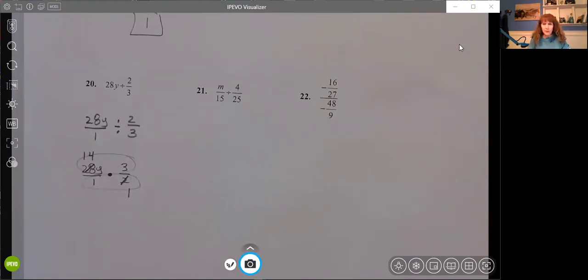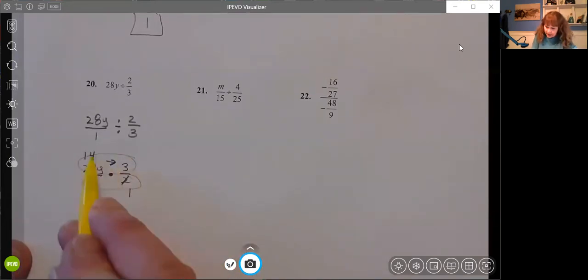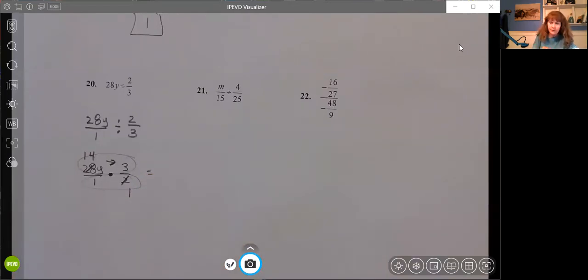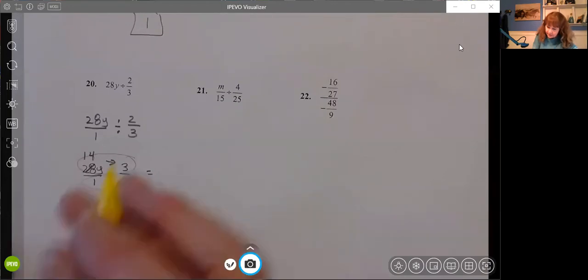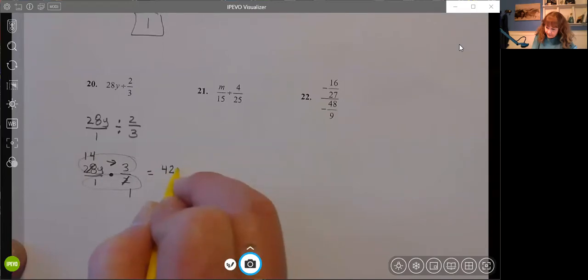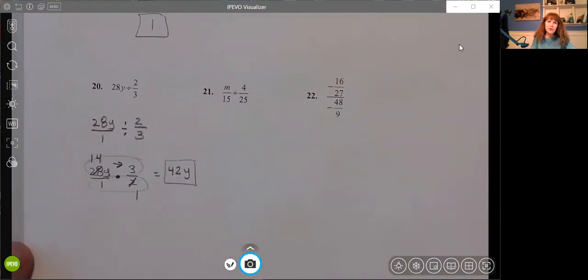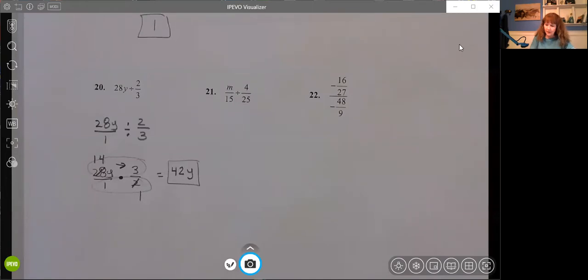Hey, it looks like that's all the reducing we need to do. So we're going to multiply straight across. We'll take 3 times 14. So we'll do the number first. It's called the coefficient when you put it in front of a variable. We'll take 14 times 3. That's going to give us 42y. Now that would be the numerator. The denominator would be 1 times 1, but we don't need to put that in. So 42y. So really, when you have variables, it's pretty much done. They just kind of go along when you multiply.